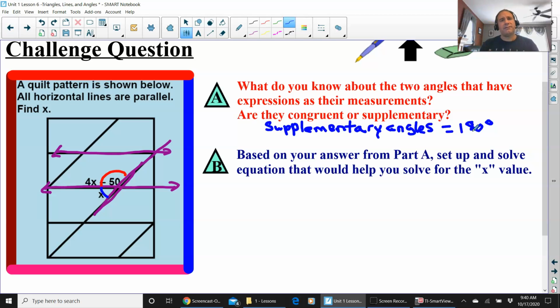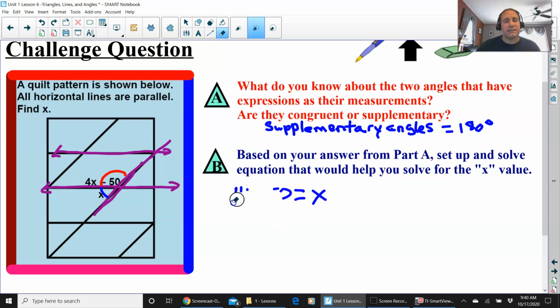These angles right here are different angles, different measurements. So that means you're not setting them up equal like this: 4x minus 50 equals x. That is not the way you're going to do this problem.